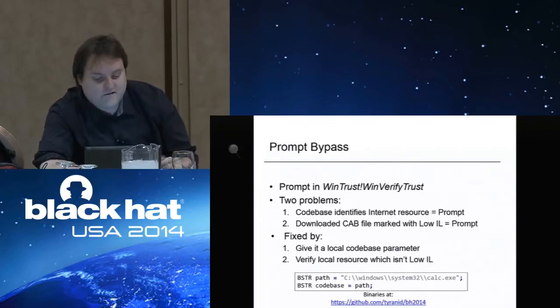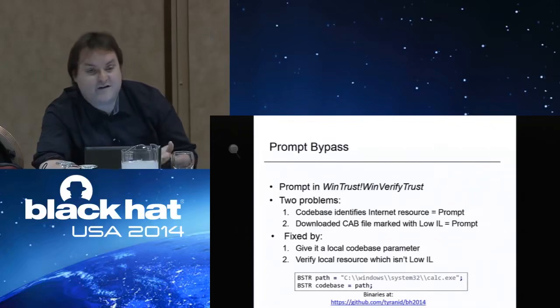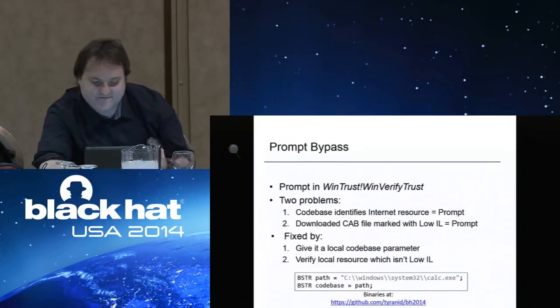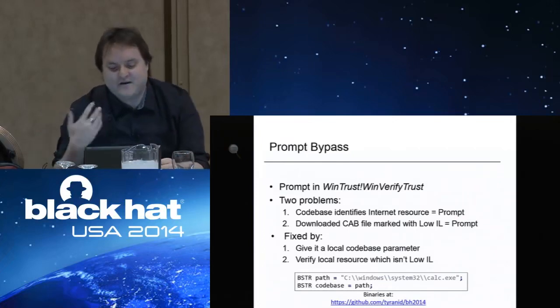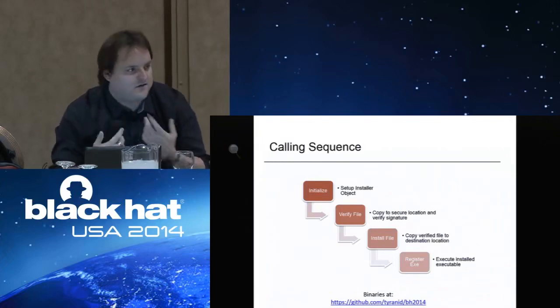But there was nothing stopping me passing some local file as both the code base and the path. So I passed calc twice, in the code base and the path, and it verified fine, and it bypassed my prompt. That's great. But I still need to then run code, because now, okay, I could probably run calc. That's a fairly easy demonstration, but obviously I didn't want to run calc.